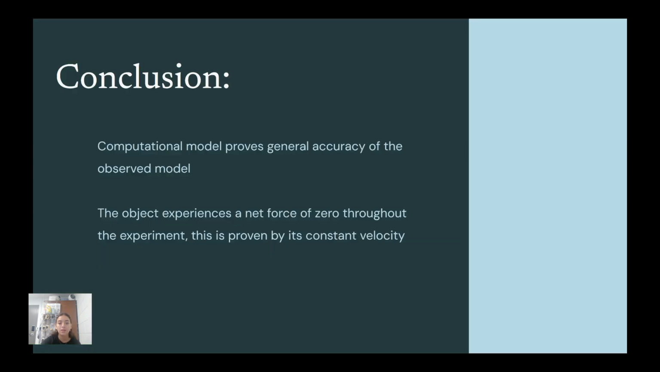In conclusion, the computational model proves the general accuracy of the observed model due to the same velocity found and the same general graph. The object experienced a net force of 0 throughout this experiment, or throughout the middle section of the experiment, which once again is proven by the constant velocity.